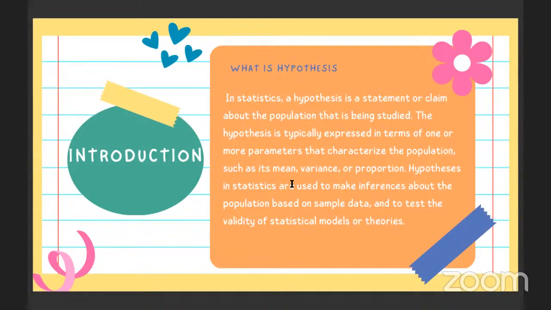For the introduction, I'm going to explain the meaning of hypothesis, just like in the previous chapter, Chapter 10. So what is a hypothesis? In statistics, a hypothesis is a statement or claim about the population that is being studied. The hypothesis is typically expressed in terms of one or more parameters that characterize the population, such as its mean, variance, and proportion. Hypotheses in statistics are used to make inferences about the population based on sample data and to test the validity of statistical models or theories.